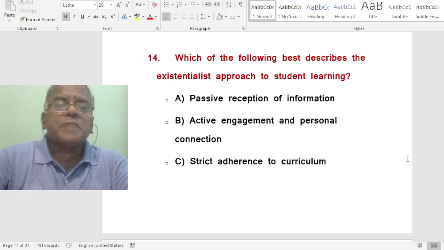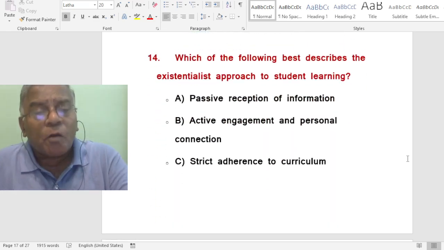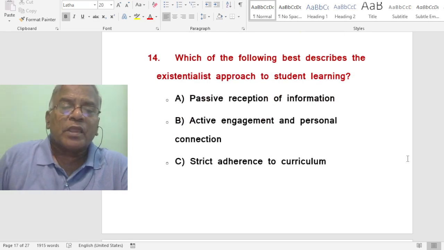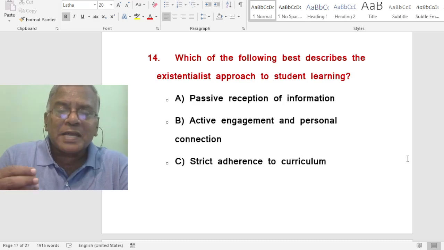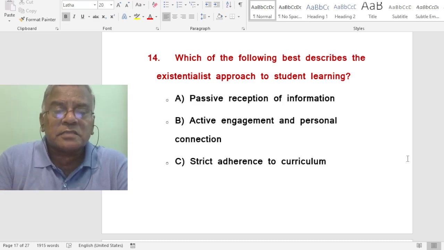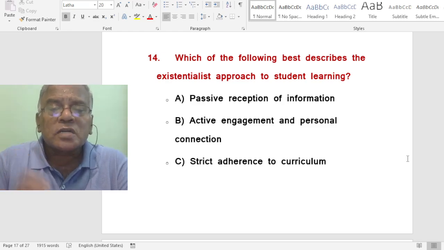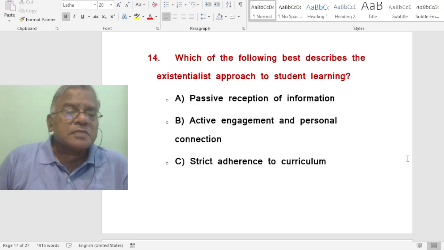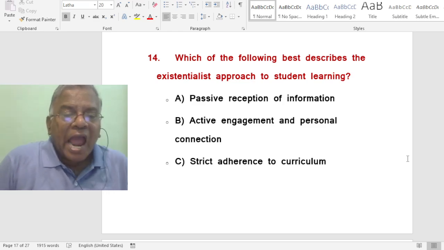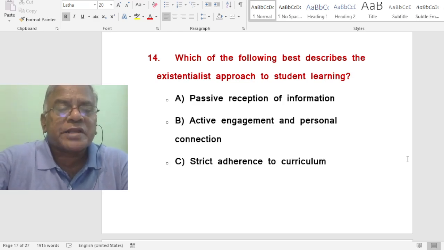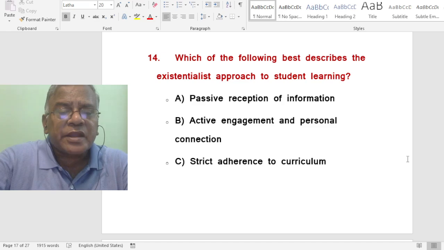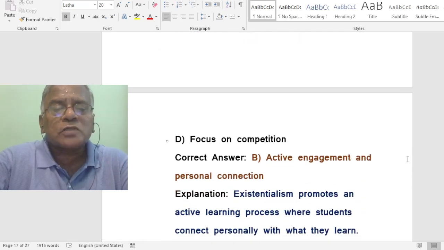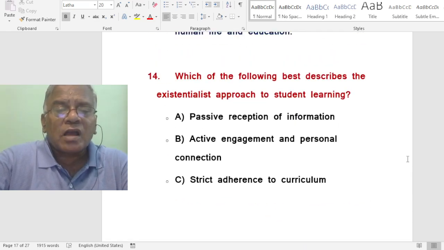Which of the following best describes the existentialist approach to student learning? So, which of the statements among the four best describes the existentialist approach to student learning? Passive reception of information, active engagement and personal connection, strict adherence to curriculum, focus on competition. So what is the correct answer?